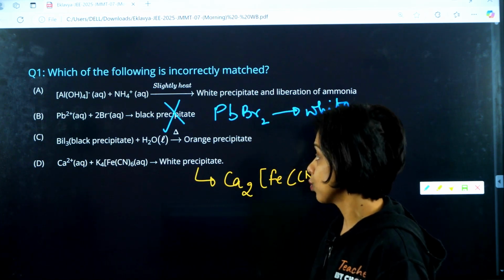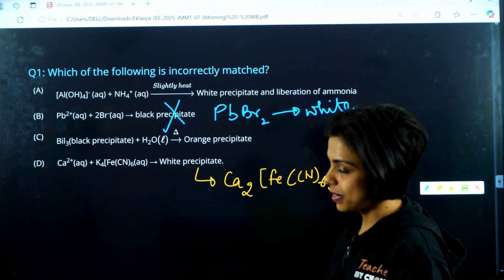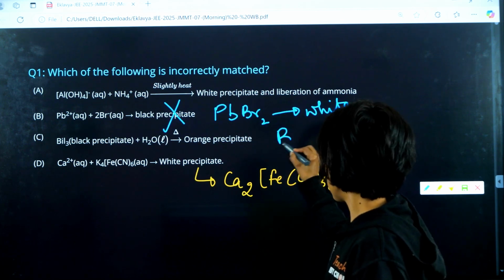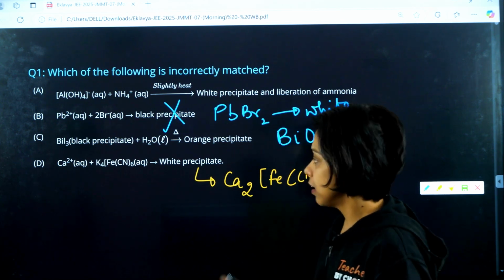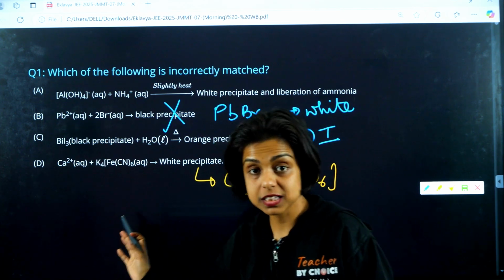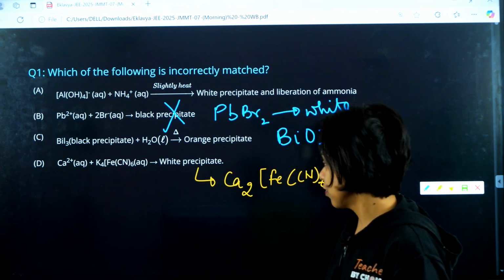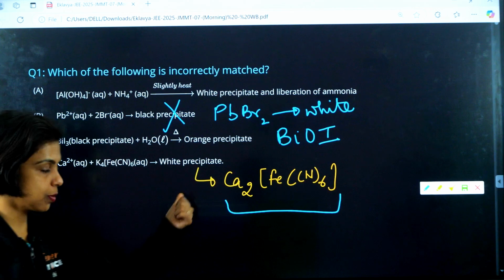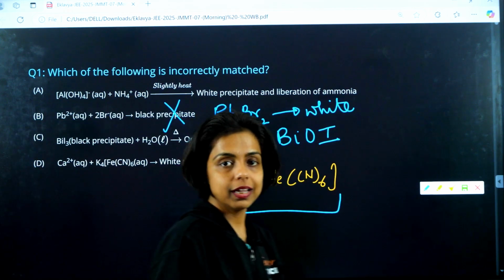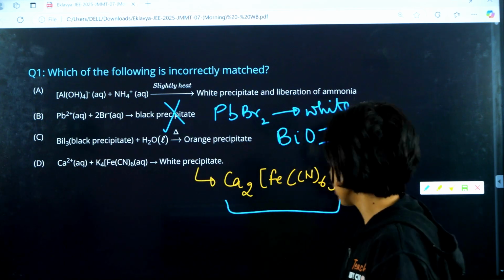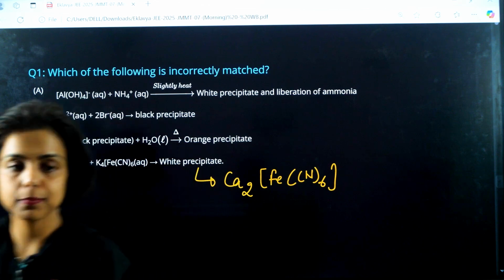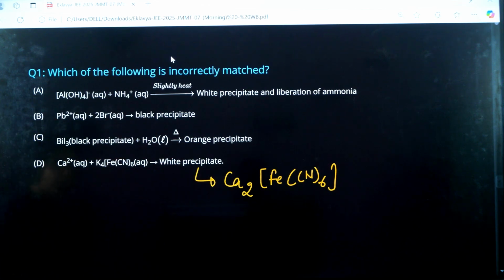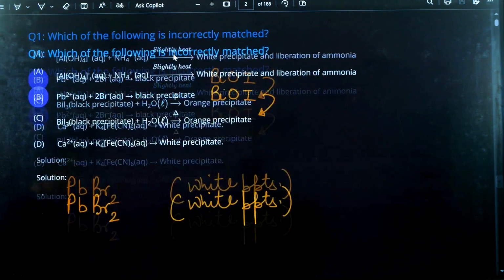BiI3 black precipitate reacts with water to form orange precipitate, right? The orange precipitates are formed of Bi, and calcium on reaction with this complex, the famous complex, right, it will form the white precipitates of another complex with calcium as a cation, right? So the incorrect statement indeed that we got is B. If you mark B, that means very well done, you are pro in qualitative analysis, which is indeed a tough part to crack.